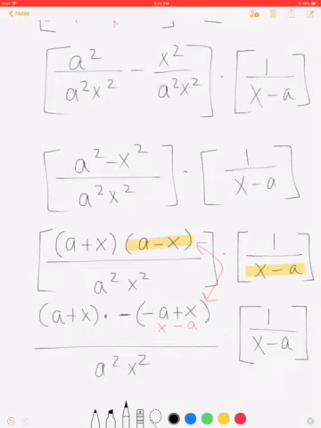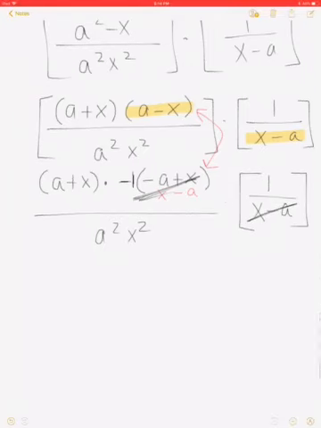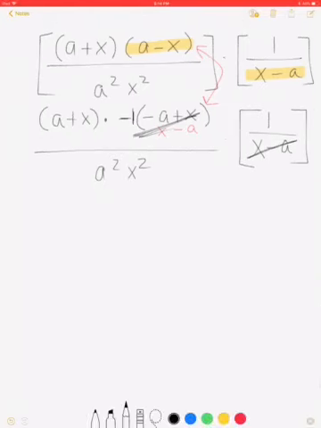Alright, and you'll notice now that we can cancel these two terms. Don't forget there's that negative there. I'm going to put 1 there so don't forget. So that is a negative a plus x in the numerator. And that's a little confusing, but nothing you can't handle. Alright, so we've got a negative a plus x all over a squared x squared.